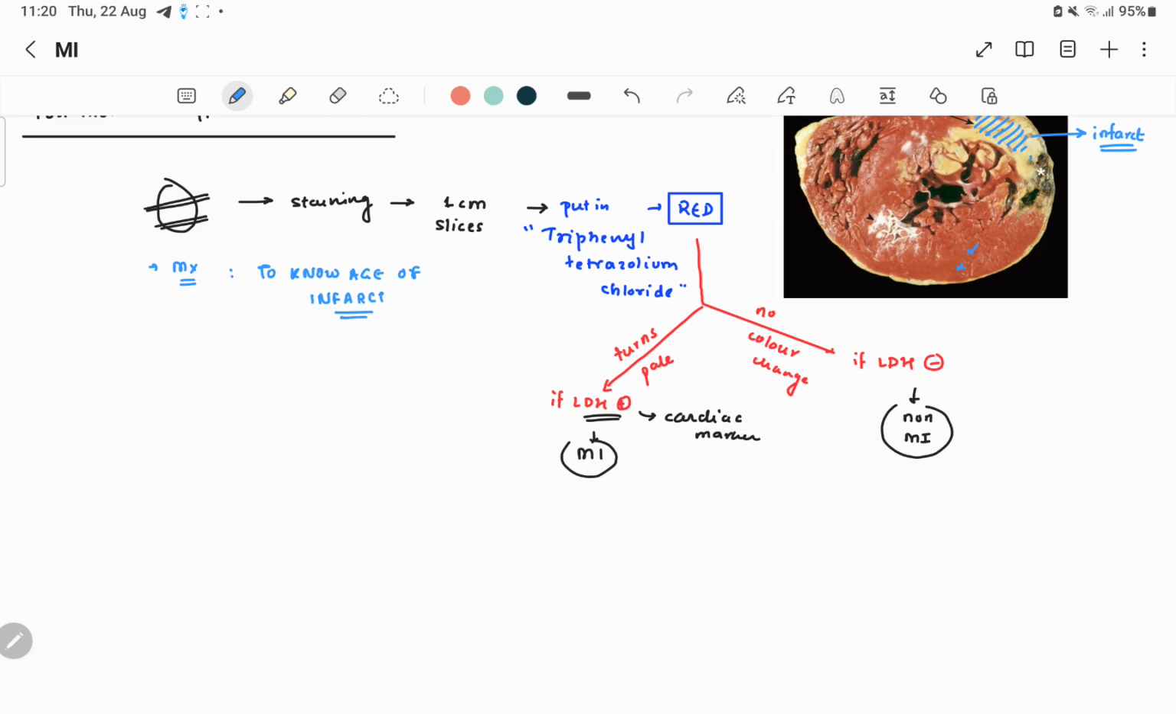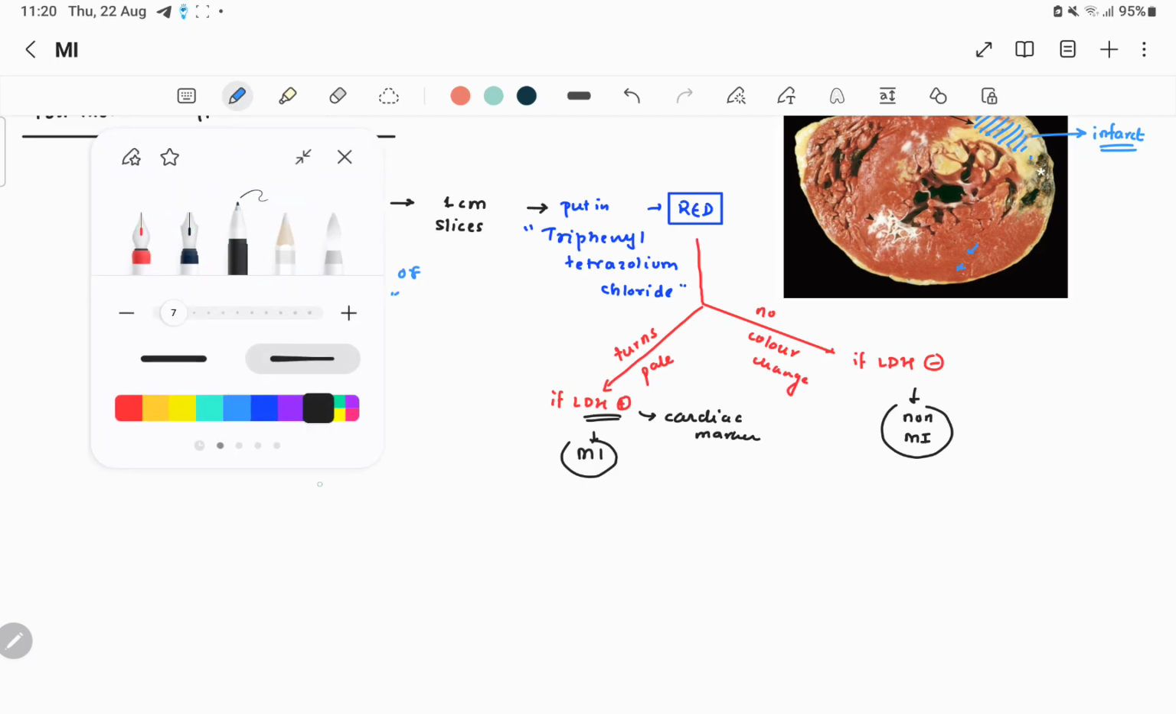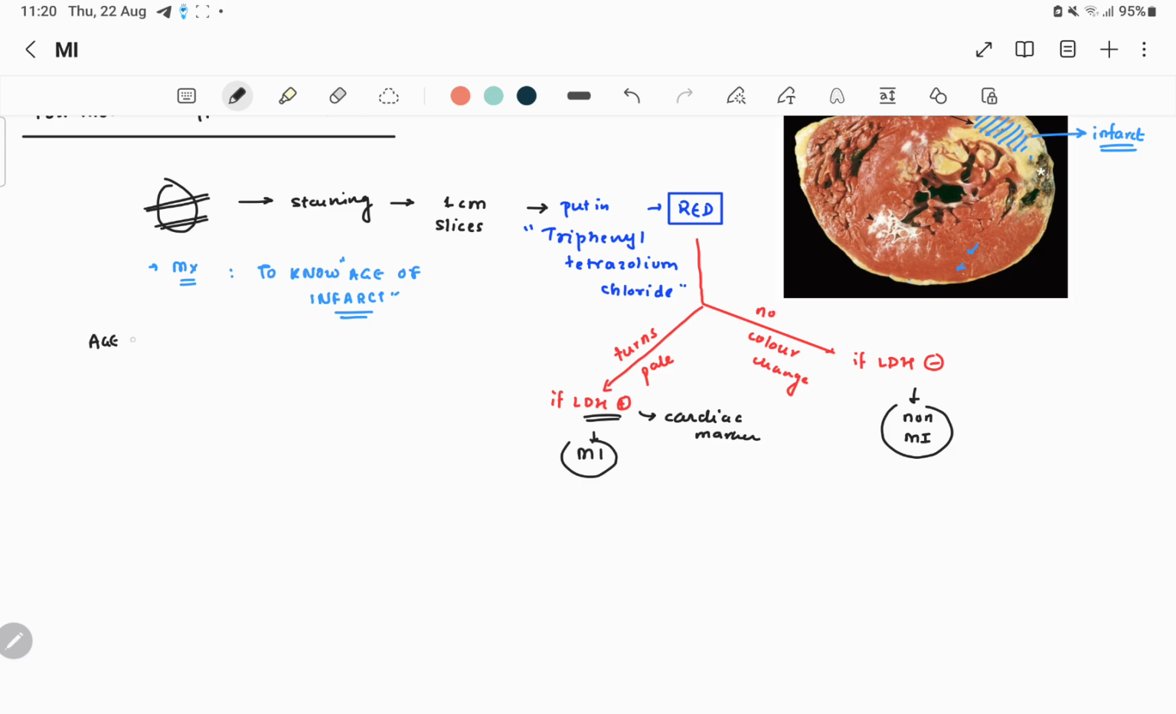So age of infarct is an important topic. So let's discuss about age of infarct. So if a myocardial infarction has occurred, how will you know age of infarct? By looking at the microscopy. So 0 to 12 hours, 0 to half hours or 30 minutes, you can say. 0 to half hours, there is no microscopic finding.